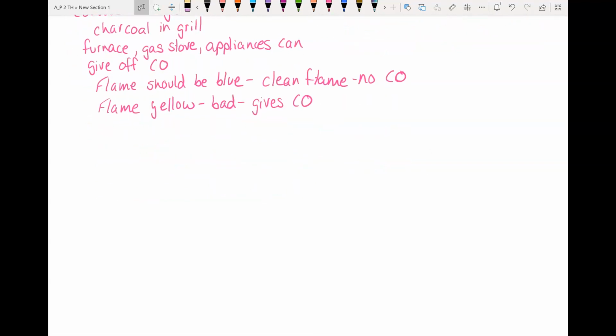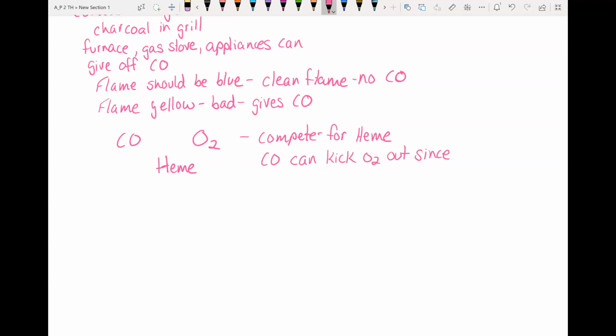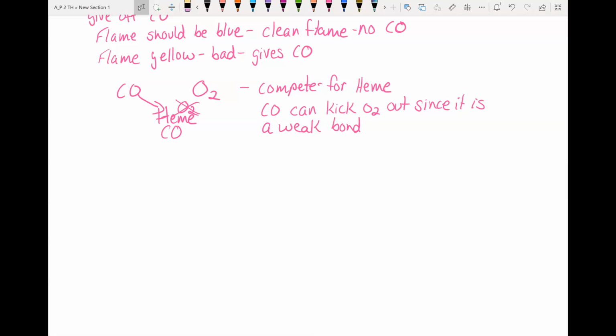So what happens with the hemoglobin is when you have both carbon monoxide and oxygen, and here's your hemoglobin, they will compete for it. Since oxygen forms only a weak bond, the carbon monoxide can kick it out. So if you have oxygen on here, carbon monoxide comes along. It's kind of like a big bully. And that's a weak bond holding the oxygen to the heme. So the carbon monoxide kicks the oxygen out, and then it takes its place, binding to the heme. This means that now you're not delivering oxygen to your cells.